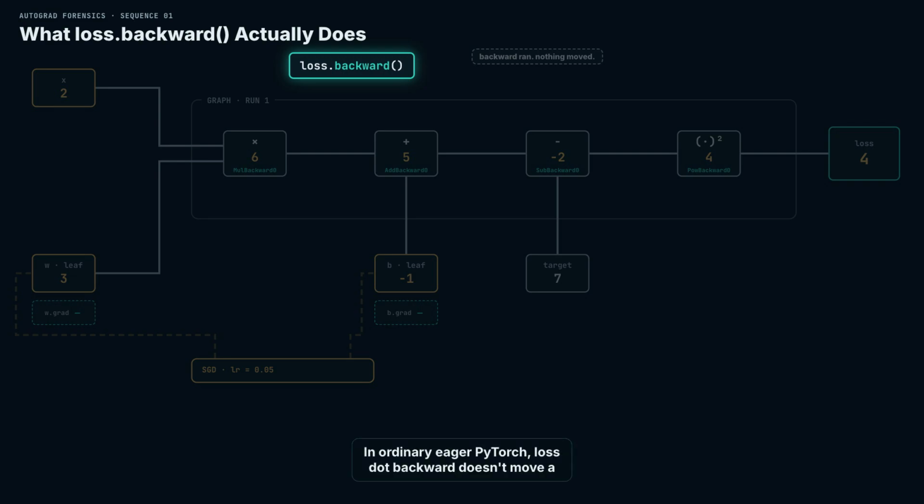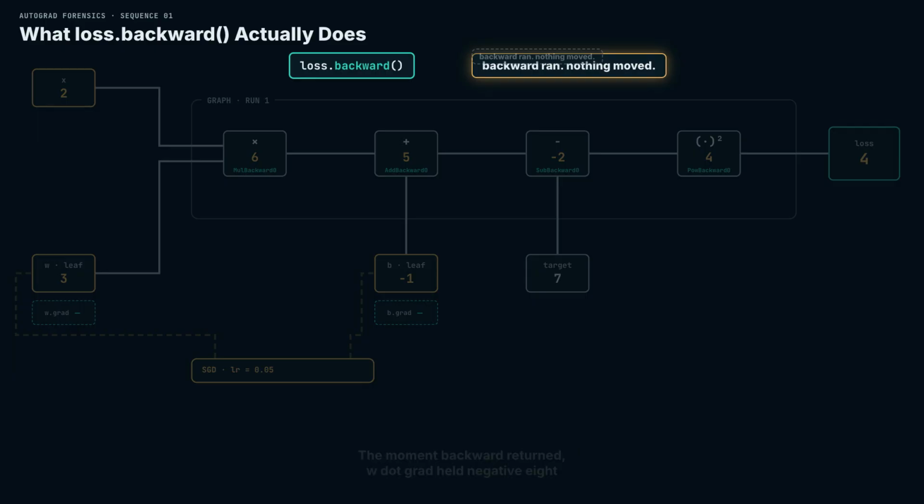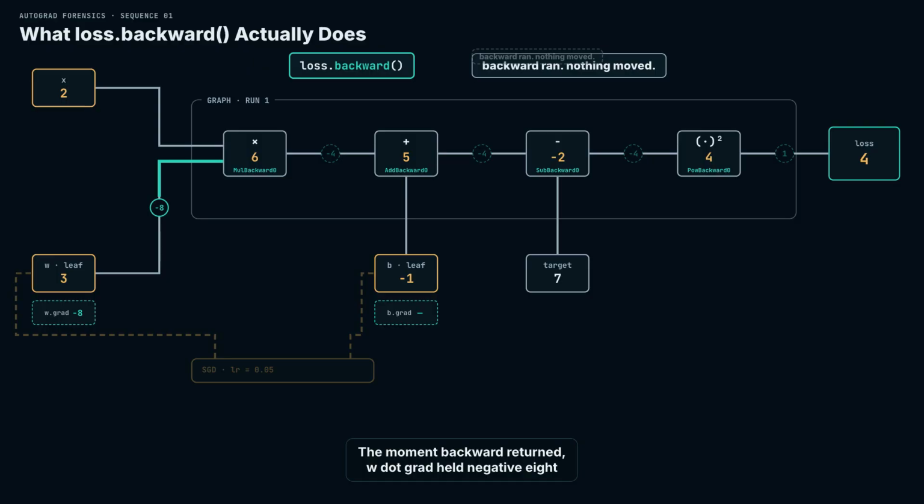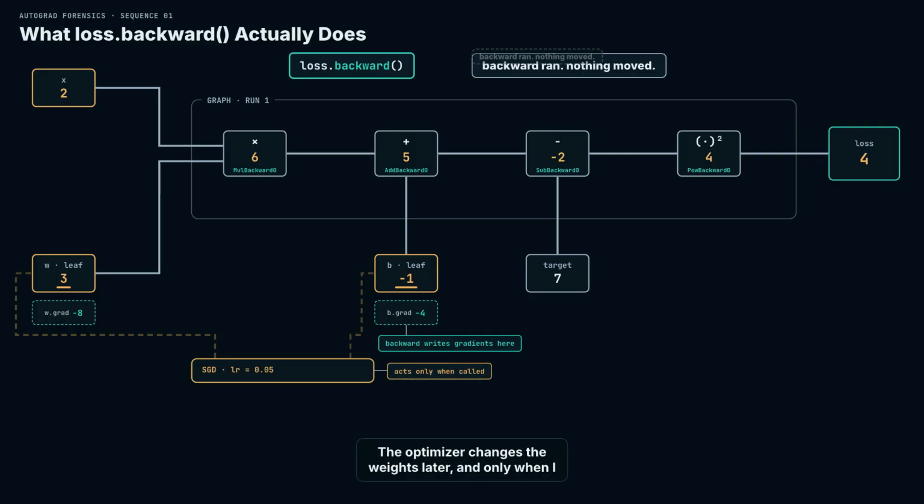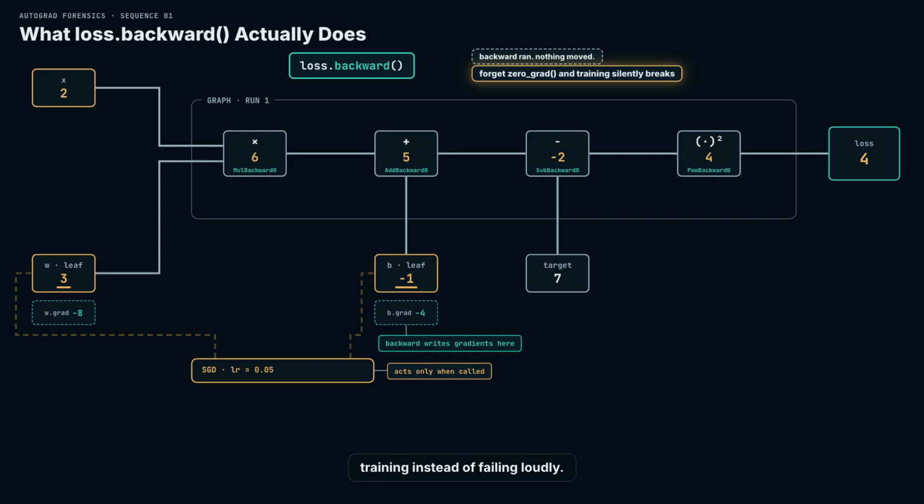In ordinary eager PyTorch, loss.backward doesn't move a single weight. The moment backward returned, w.grad held -8 and b.grad held -4. Neither w nor b had moved. Backward writes a gradient into each leaf that requires grad. The optimizer changes the weights later, and only when I call it. That's the gap where forgetting zero_grad quietly changes your training instead of failing loudly.